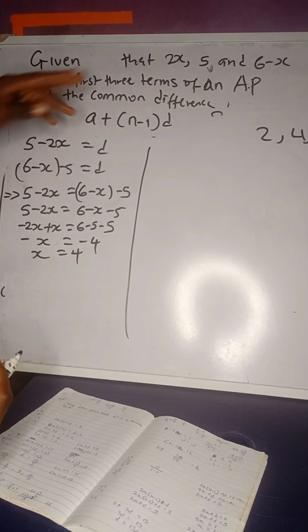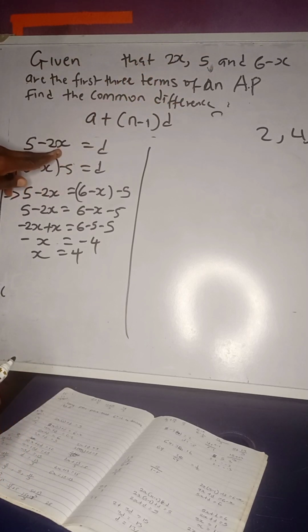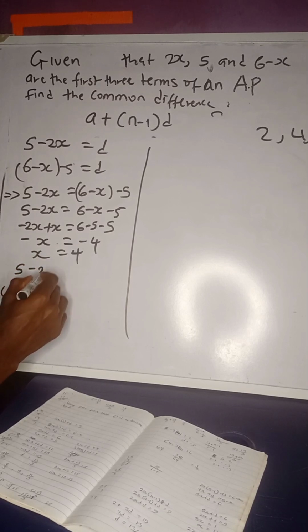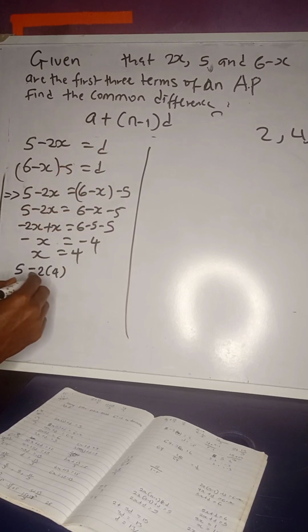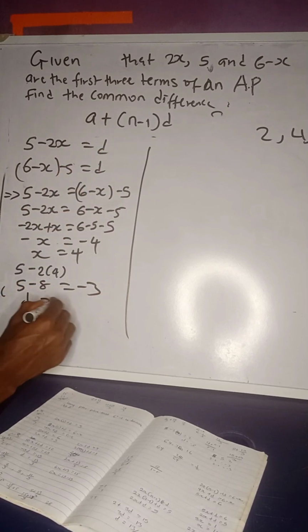We can substitute that x here. Then we subtract to find the common difference, or we substitute the x here. If we substitute the x here, what we are going to have is 5 minus 2 times 4, which should give us the common difference, which is d. So 5 minus 8 is equal to minus 3. So our d is equal to minus 3.